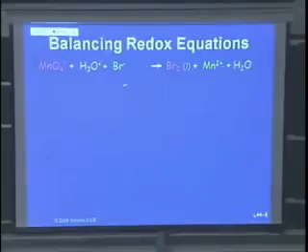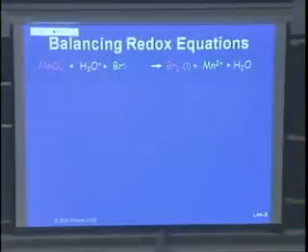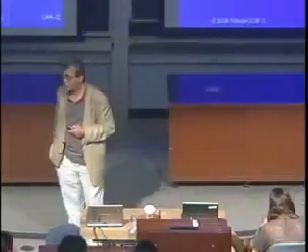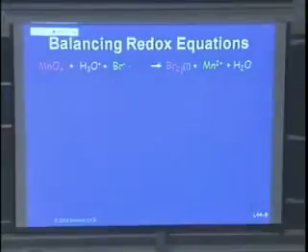And what's the oxidation state of bromide? Minus 1. And what's the oxidation state of bromine? 0. So that goes from minus 1 to 0. That's an oxidation. It's an increase in oxidation number. So that means you need at least 1 electron released here, okay?